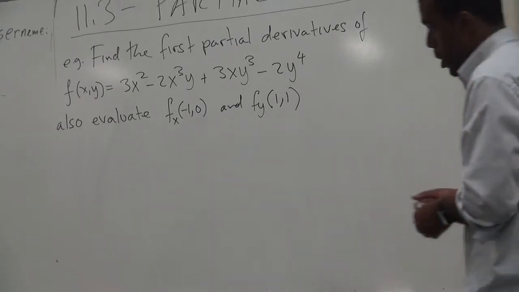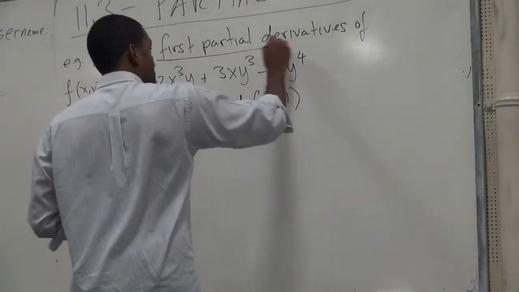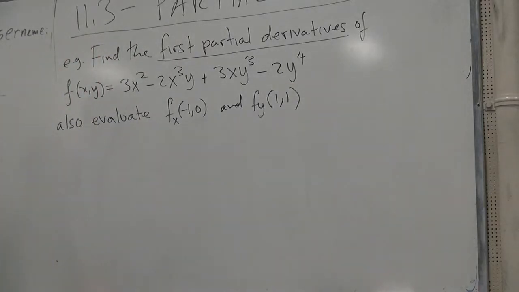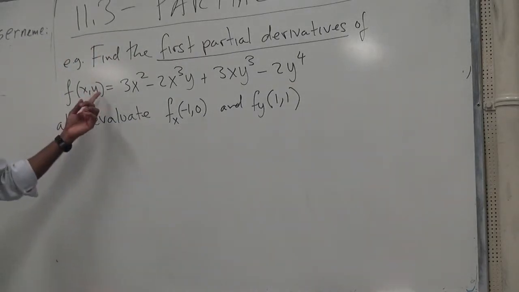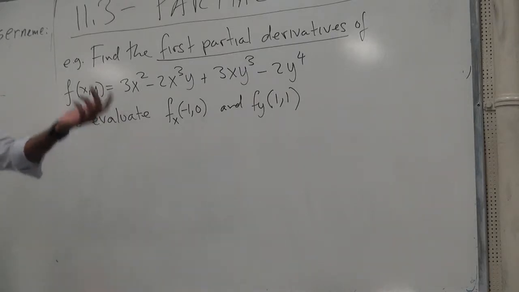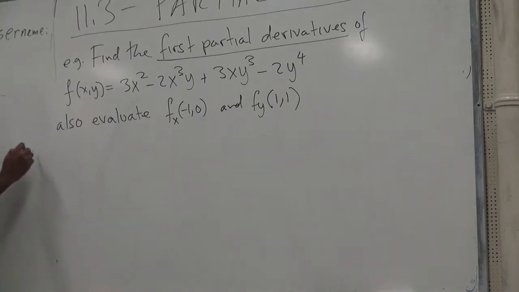Okay, so by the first partial derivatives, whenever you see that, they mean they want you to find the derivatives with respect to x and y. And if it were three variables, like a z, also fz. So how do we move on? fx equals.